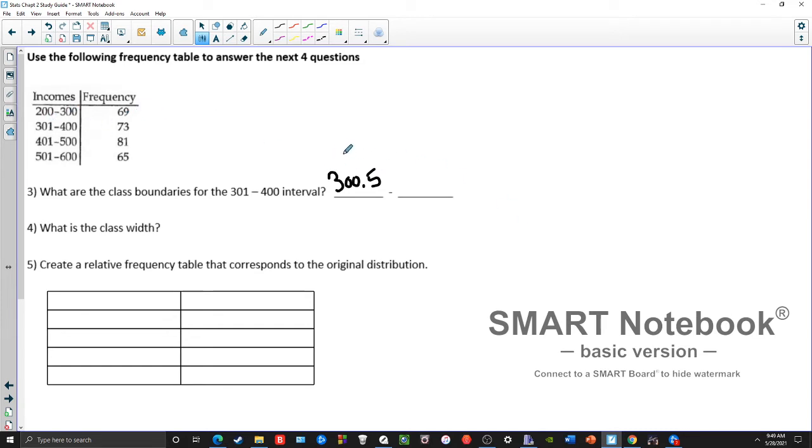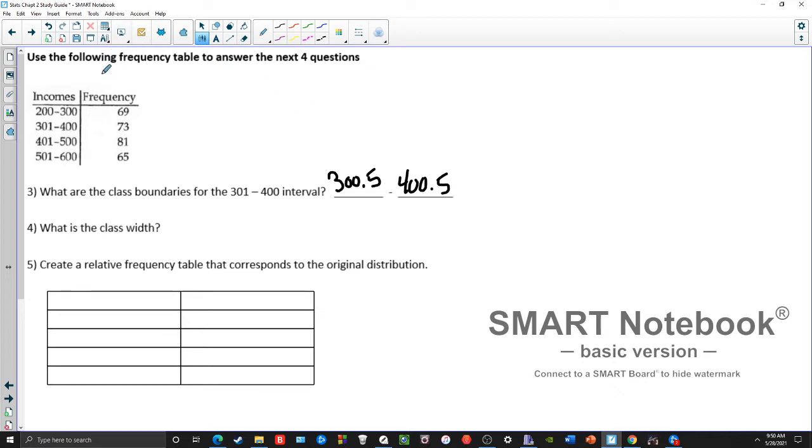So this is the boundary. This is what we would use if you're making this into a histogram. That's the invisible wall between the first and the second category. And then between the second and the third is 400.5, because again, the wall between 400 and 401 is that little 0.5 in the middle. So these are the class boundaries. These are the walls that separate the second category from the other two.